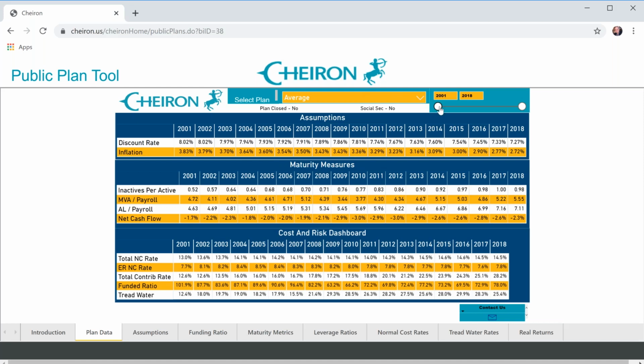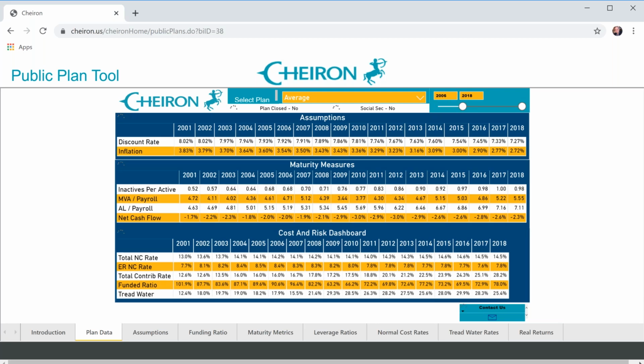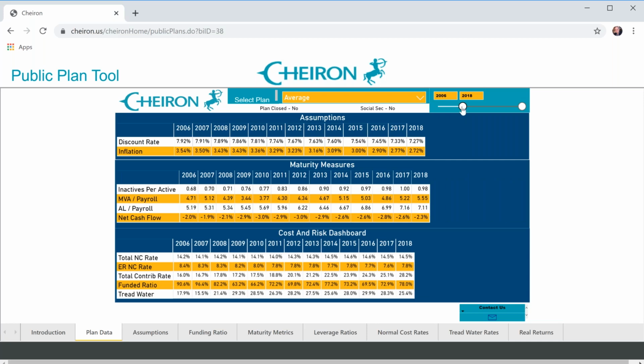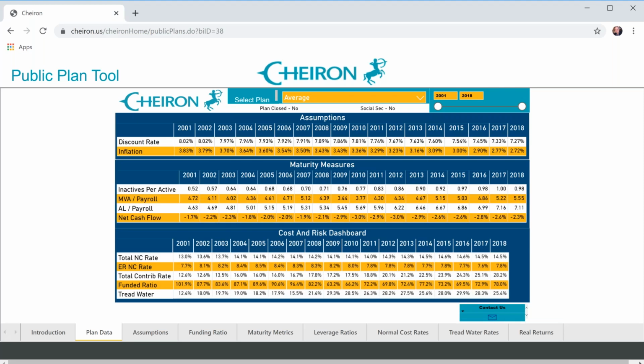There's also a lever to the right, so if you don't want to look at the entire period, 2001 through 18, you can scroll and shorten the period. Right now it's shortened to 2006. Go back to the beginning. Finally, if you notice any errors or missing data in your plan's underlying data, because we found some with our own plans, we included this little contact us envelope at the bottom. You can click on that, and I think that will go to Alex at NASRA, and they'll make the data correction to the database.